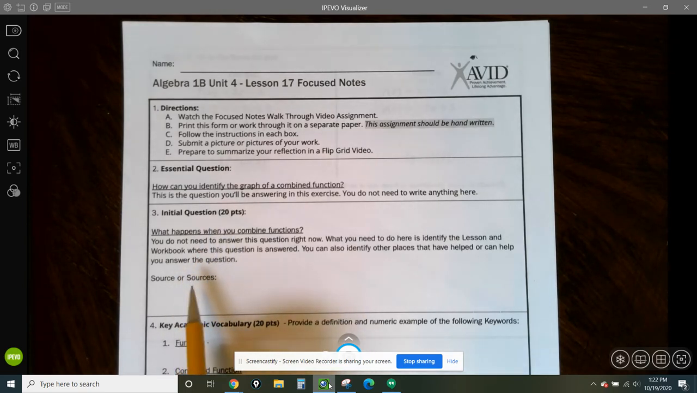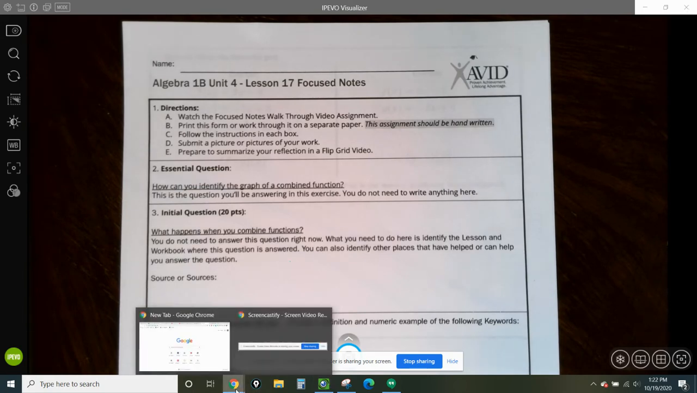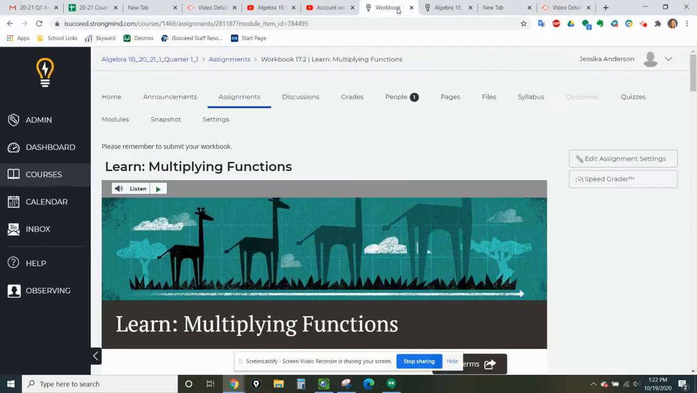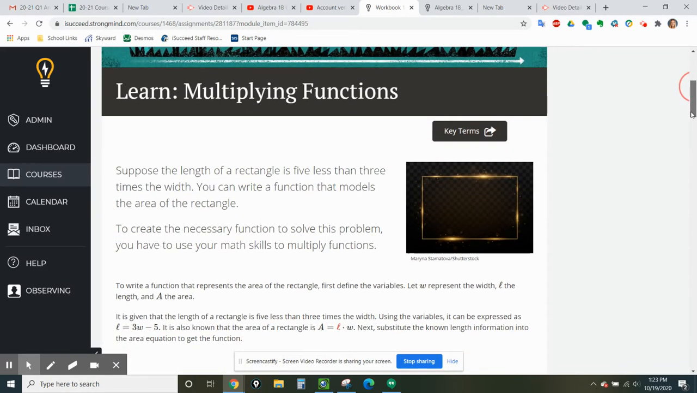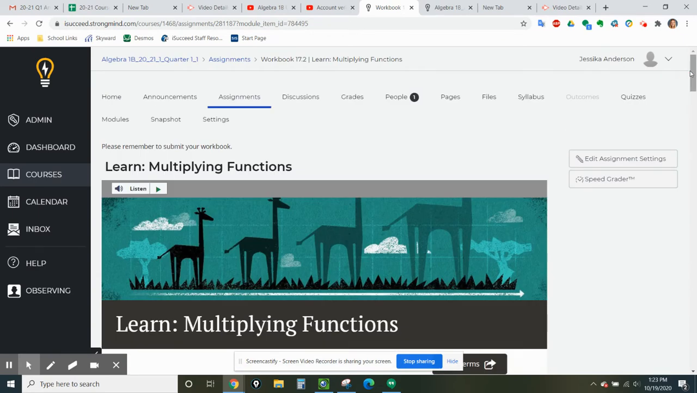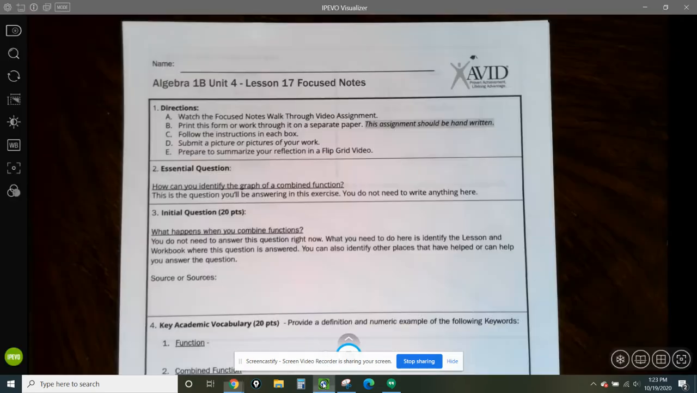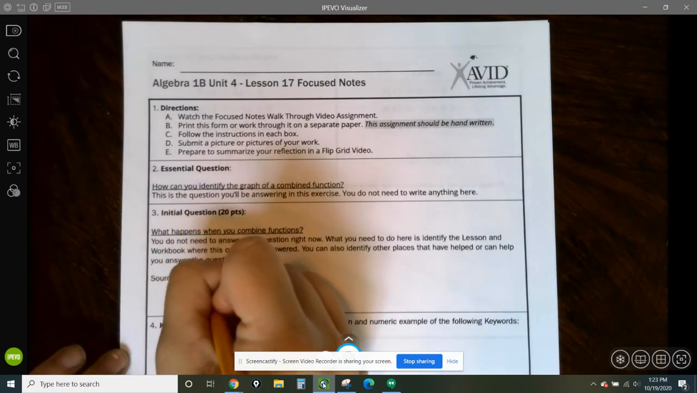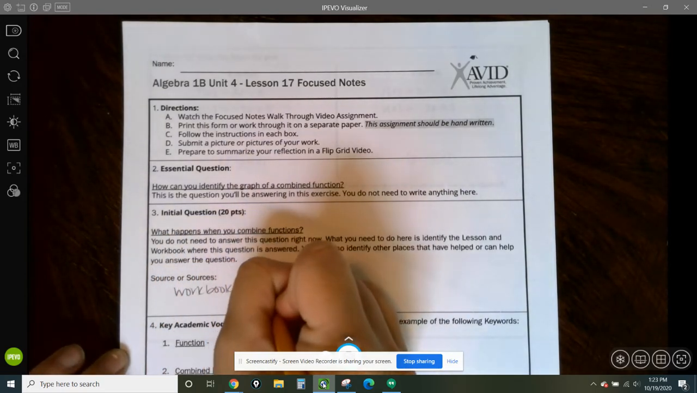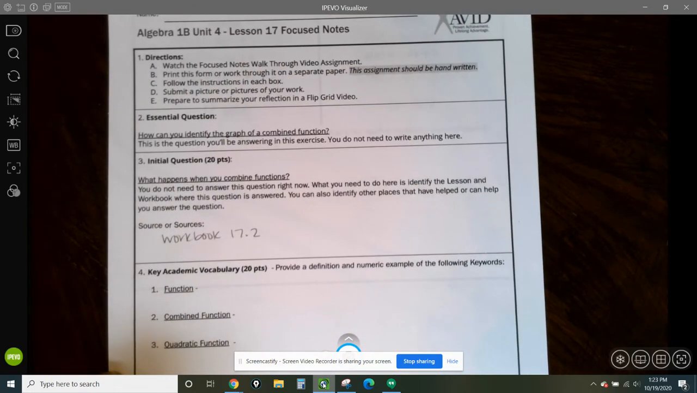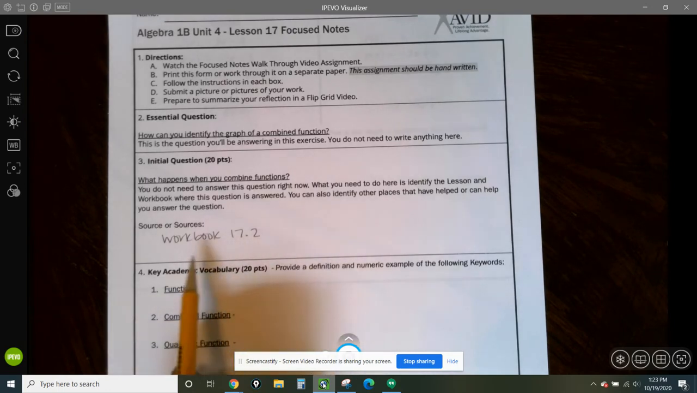So our source or sources. Usually your first source would be your course, the lesson. What lesson was this? If I go back to the course here, in workbook 17.2, this is when it talks about multiplying functions or combining functions. So I'm going to write workbook 17.2, and that's where I'm going to find a lot of helpful information. You can also search the internet, but we have so much information in the course that it might be the only thing you need.